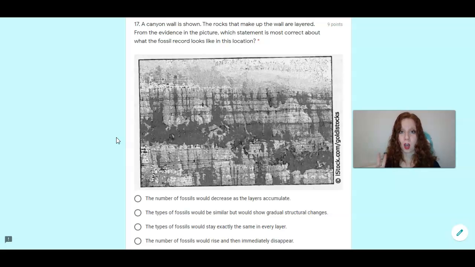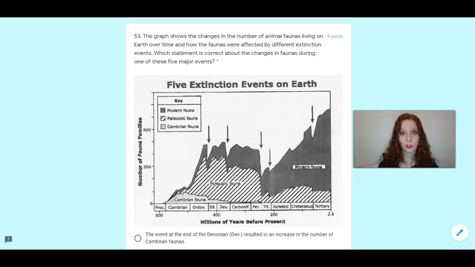So here, option 2 is definitely your correct answer and your best one to go with. Let's keep going. And the last question over the standard is actually the last question on the test. It says the graph shows the changes in the number of animal faunus living on Earth over time and how the faunus were affected by different extinction events. Which statement is correct about the changes in the faunus during one of these 5 major events?